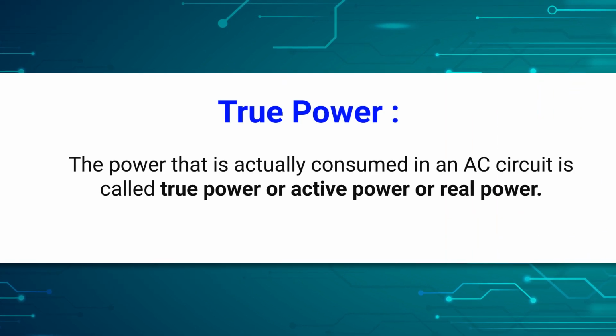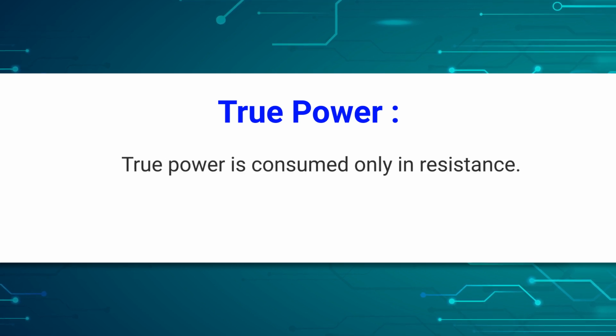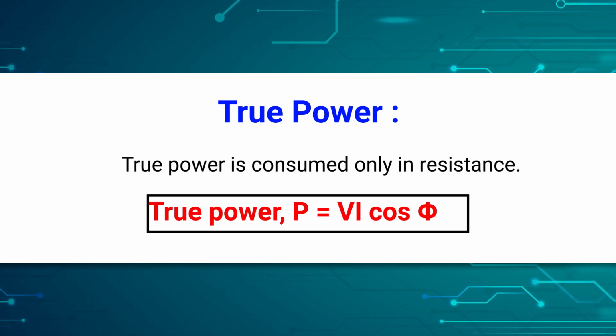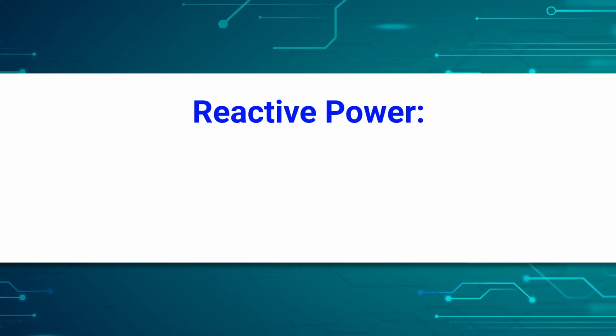The power that is actually consumed or utilized in an AC circuit is called true power or active power or real power. It has already been seen that power is consumed only in resistance. So the expression for the true power can be written as P equal to VI cos phi, where V is the voltage, I is current, and phi is the phase angle between voltage and current, or cos phi is the power factor. The second term that we are going to discuss is the reactive power.